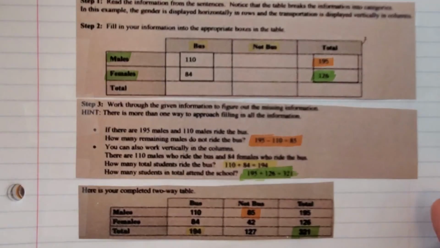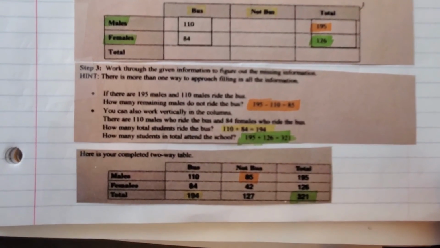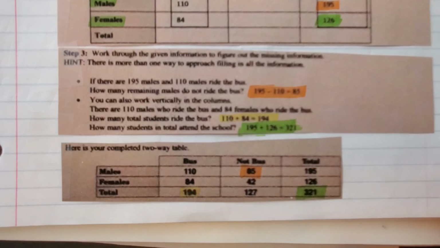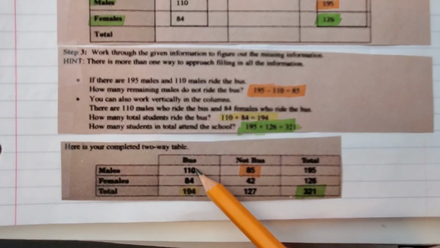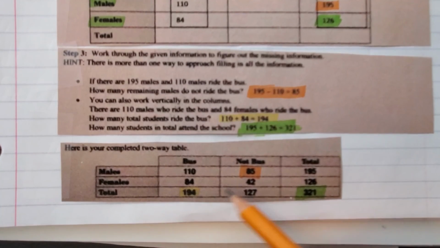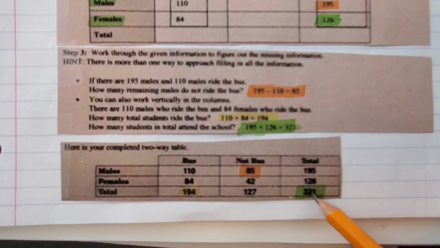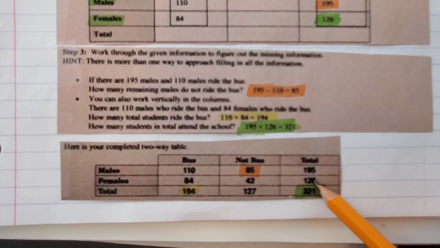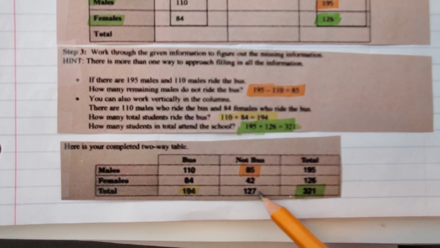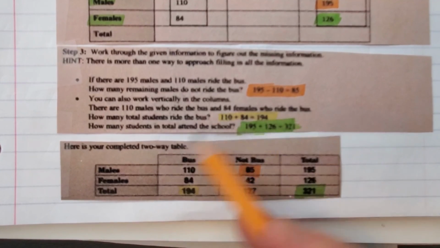Now you just move down and add from there. I'm going to zoom in a little bit. Now we're just going to add down. We already did that, 194. We can add these 2 together and get 127. And then we can add these 2 together and get 321. 321 should sum this, and 321 should sum that. And that's how you fill in a table.